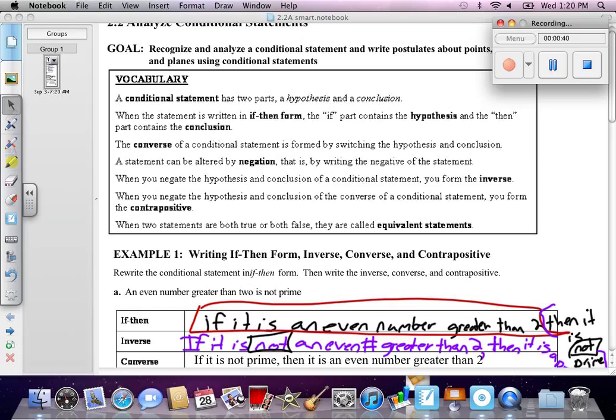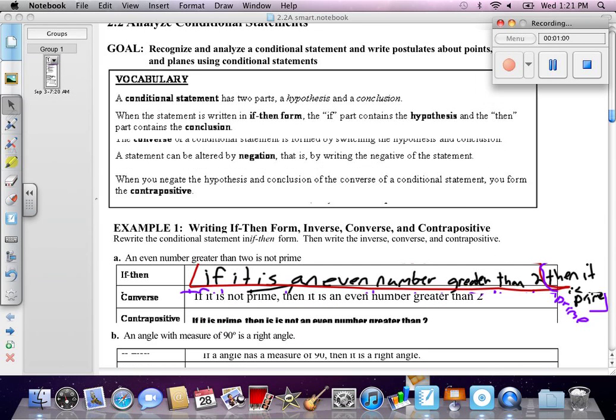Okay? A statement can be altered by negation, that is by writing the negative of the statement, and we call that the inverse. Okay, the inverse is the negation. And the contrapositive is when you take the negative and you switch it. Switch the hypothesis and conclusion. And I've got like a million examples for you. So that's what we're going to look at right now.